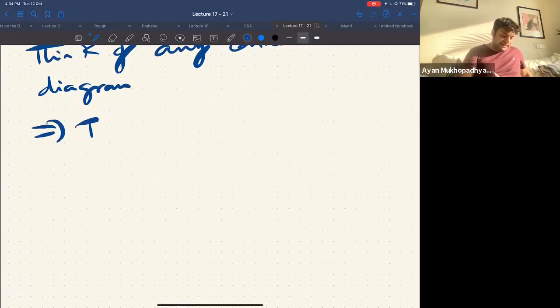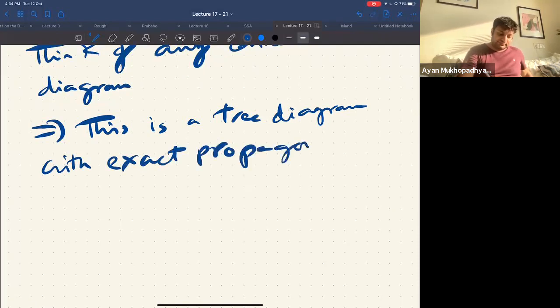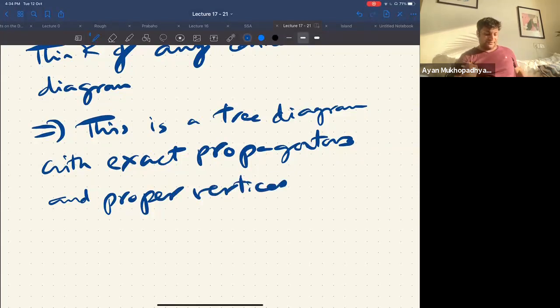So now this is a tree diagram with exact propagators and proper vertices. I will explain this first, and then we will see that the 1PI effective action is essentially, graphically, just a generating function of proper vertices. And this is exactly the way we should use to compute it. And then I will compute it.